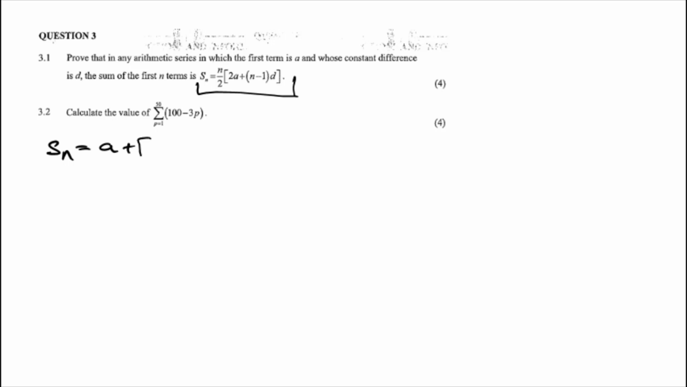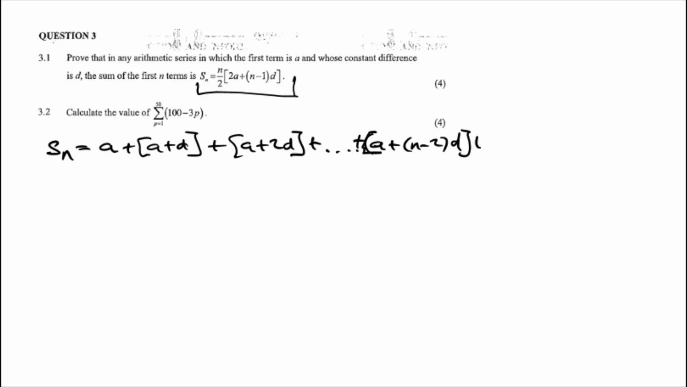is a, the second term will be a plus d. Then the third term will be what? Will be a plus 2d. This continues like this, and then plus the second last term, which is a plus (n minus 2)d, plus, and then the last term is a plus (n minus 1)d. So this is your first equation, equation 1.